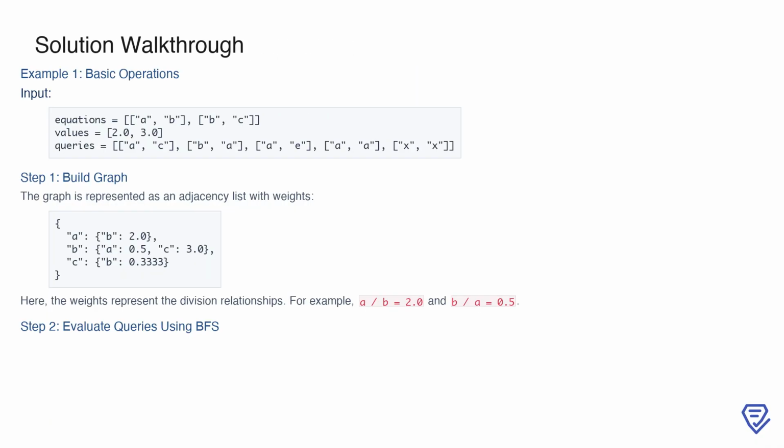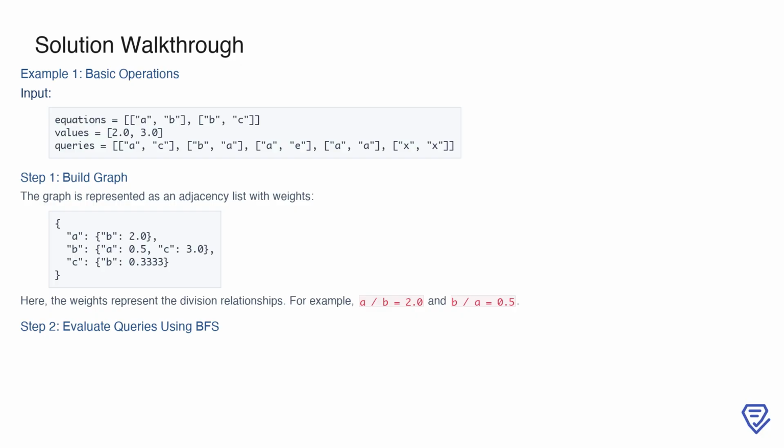To begin solving this problem, we first need to build a graph representation of the input equations. The equations provided are a/b equals 2.0 and b/c equals 3.0. Using these, we construct an adjacency list where each node is connected to its neighbors with a weight representing the division relationship. For instance, A connects to B with a weight of 2.0, and B connects back to A with a reciprocal weight of 0.5. Similarly, B connects to C with a weight of 3.0, and C connects back to B with a weight of approximately 0.3333. With the graph built, we now use breadth-first search, or BFS, to evaluate the queries.